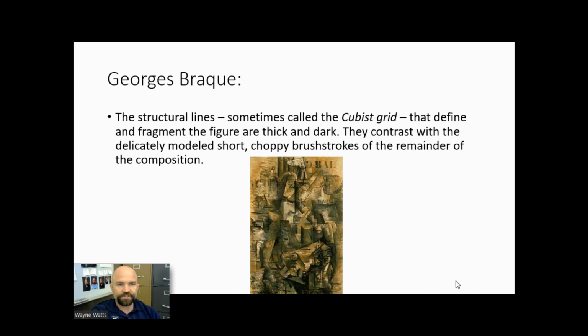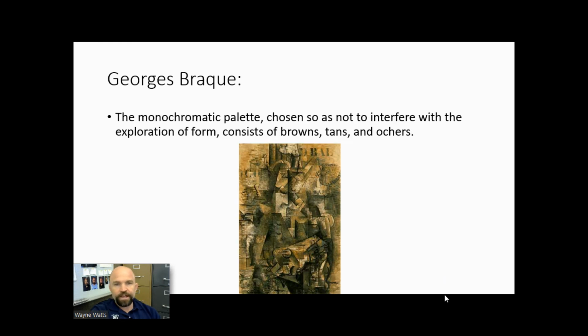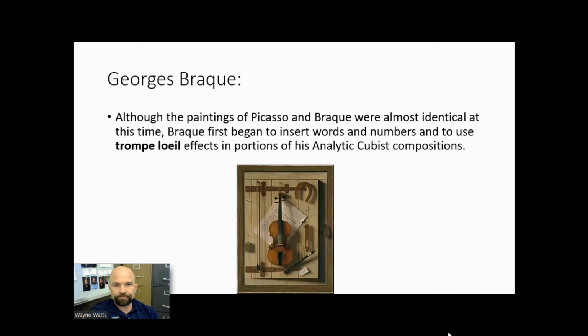The structural lines, sometimes called the Cubist grid, that define and fragment the figure are thick and dark. They contrast with the delicately modeled, short, choppy brushstrokes of the remainder of the composition. The monochromatic palette, chosen so as to not interfere with the exploration of form, consists of browns, tans, and ochres.